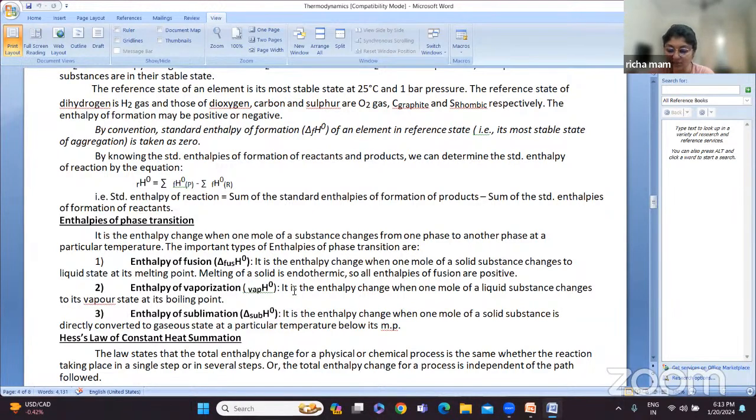Okay, so these are the things you need to know. Based on this, we'll be solving the questions. Next is Hess law. This is also very important, Hess law. So what is Hess law now?